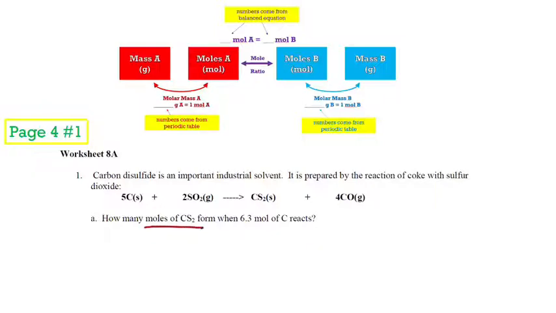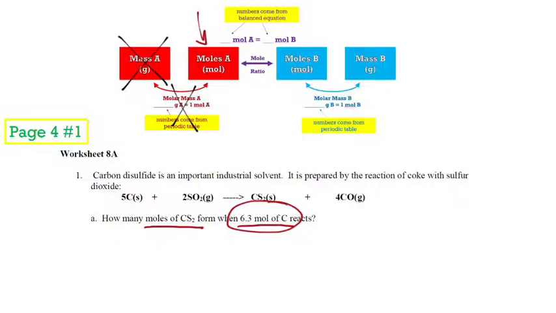So we want to find moles of CS2 when 6.3 moles of carbon react. So this is my given. This is what I'm starting with over here. And if you notice, that is moles. So we're not starting with mass, which means we're not going to need the molar mass of that.